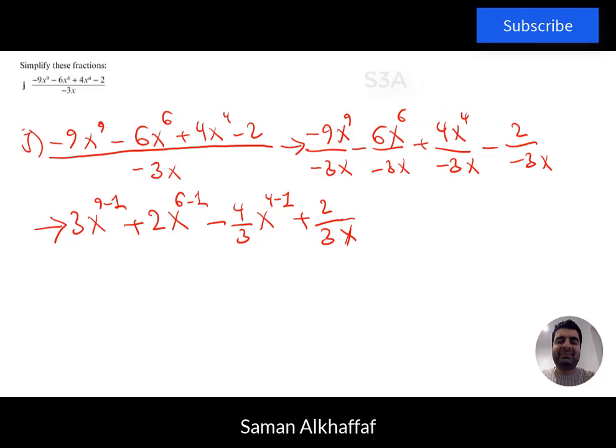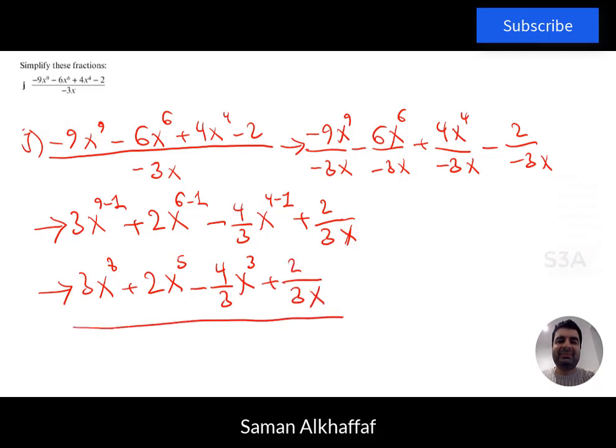Now we try to simplify the expression further, so that will give us 3x to the power 8 plus 2x to the power 5 minus 4 over 3x to the power 3 plus 2 over 3x, and this will be our simplified version of the answer.